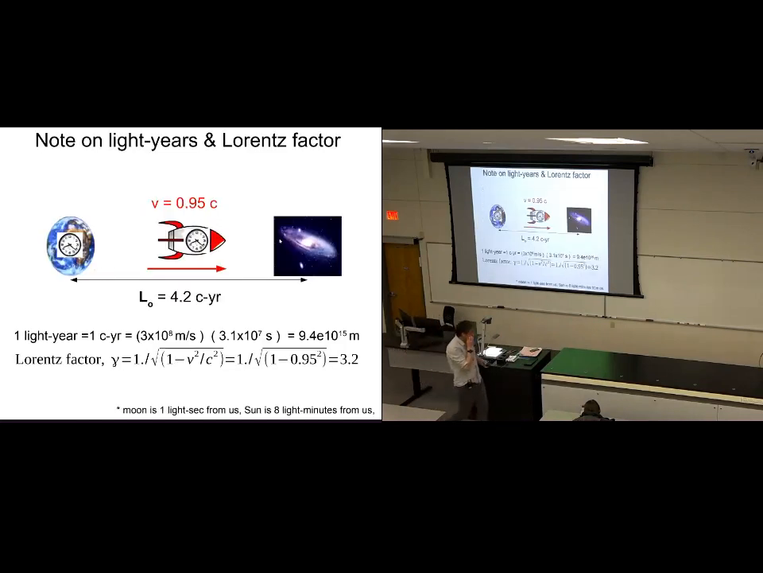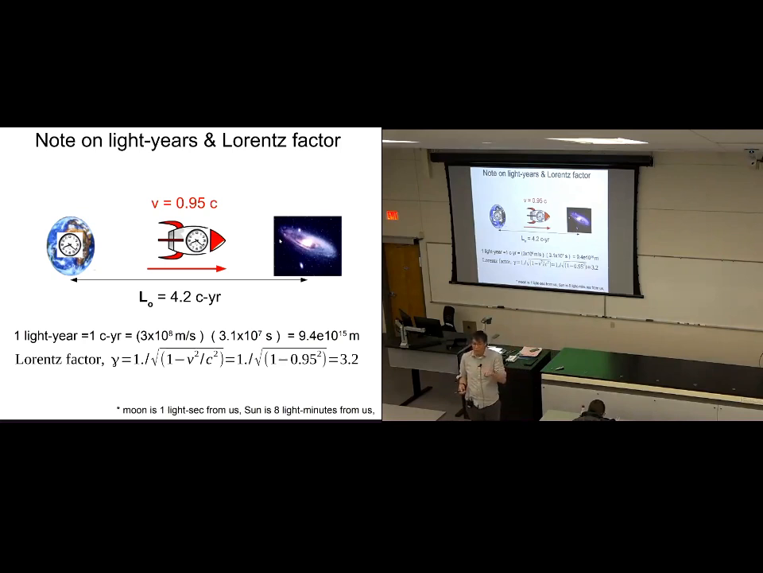I just want to mention that I'm describing the distance between Earth and Alpha Centauri in a unit of distance called light years. We sometimes write it as ly, c is light, right? Light year. It's 4.2 light years. What is a light year? Where did that come out of? A light year is the distance traveled by light in 1 year.